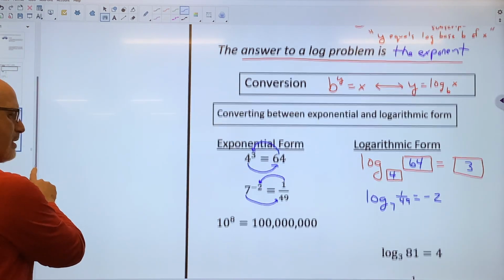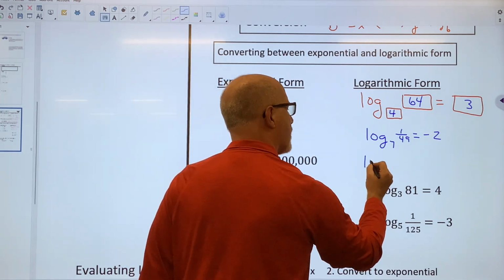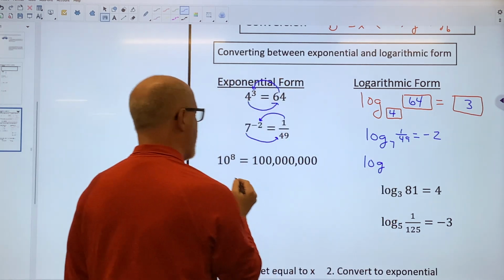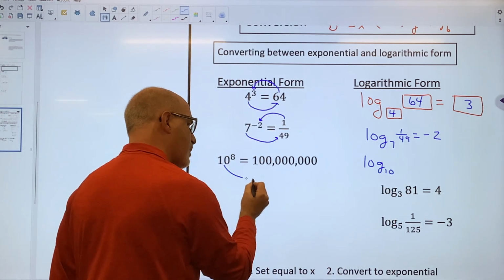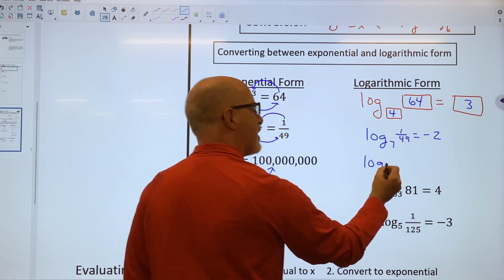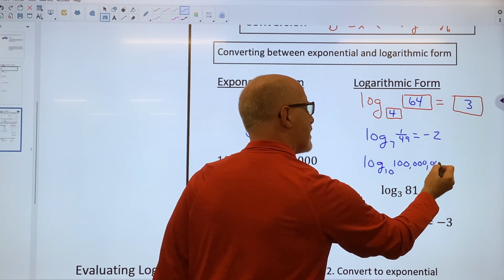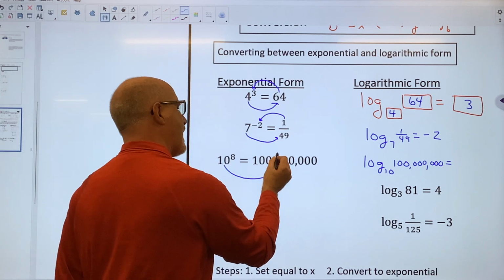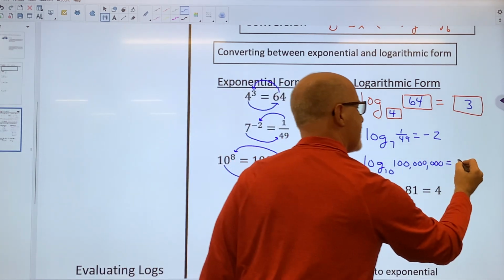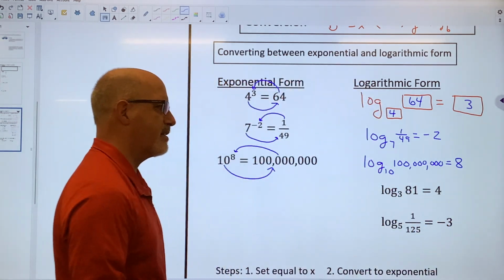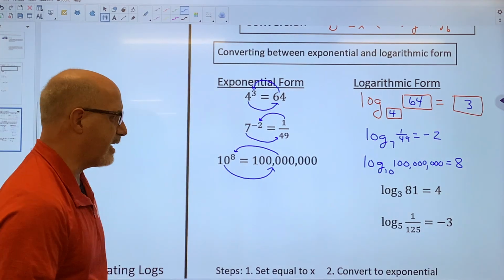Let's try the next one. Notice that we have the same setup here. We're going to put log, and then the first number that we put here is the base, so log base 10. And then the next one we circle over here and put the 100 million. Equals the exponent. We come back to the other side, circle back, and get the 8 to get our answer to the log as the exponent. So log base 10 of 100 million is equal to 8.